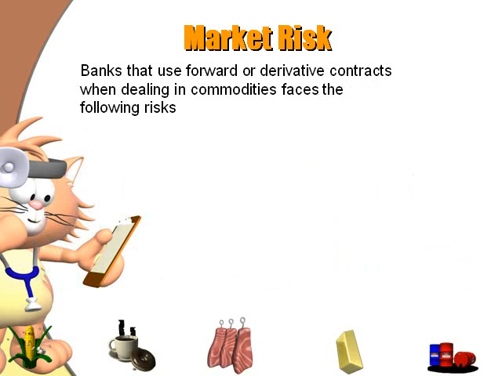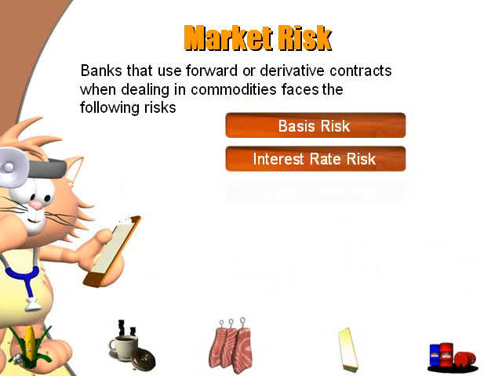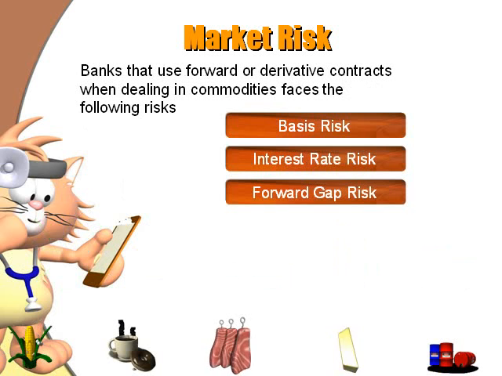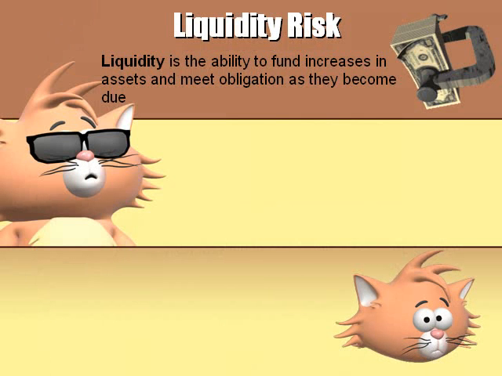Banks that use forward or derivative contracts for dealing in commodities face the following risks: basis risk, interest rate risk, forward gap risk. And when dealing in spot or physical trading of commodities, directional risk is the main consideration.